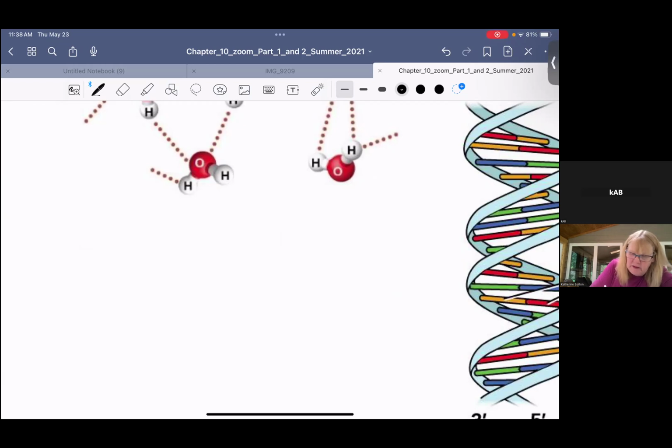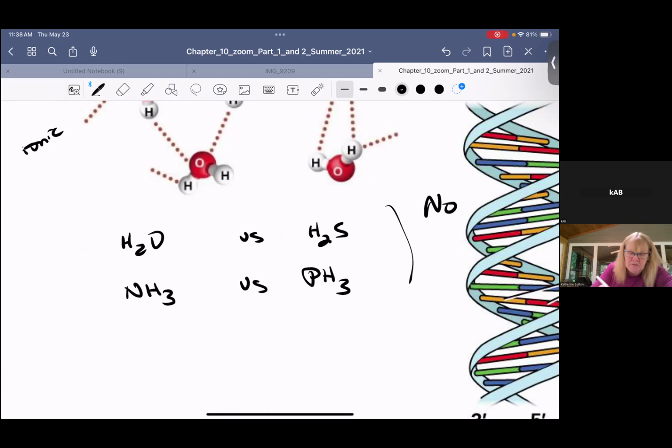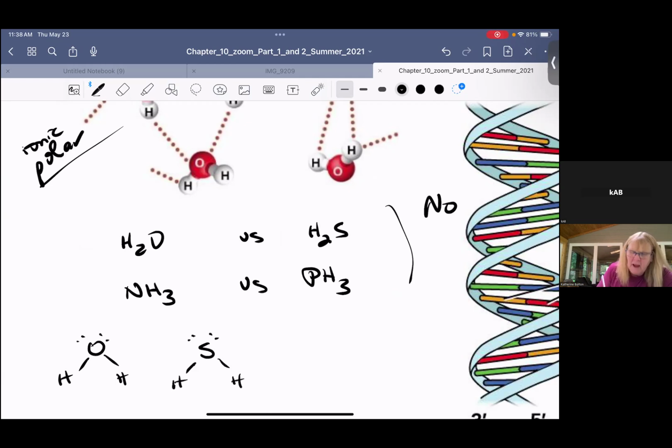So we could consider H2O versus H2S, we could consider NH3 versus PH3, just for the sake of argument, and we're going to ask ourselves our questions. 1, ionic? The answer on these guys is no, not ionic. 2, polar? In order to figure out if it's polar, you've got to draw it. We know that water looks like this. We know that H2S looks like this. If we compare these, are they polar? The answer is yes, they are polar.